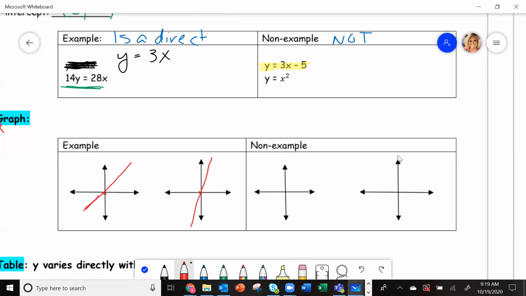A non-example would be something like this, where it still goes through (0, 0), but it's decreasing, it's going down. Another one we had was that U-shaped thing, the parabola that looked like this. So take a minute and write down that example.